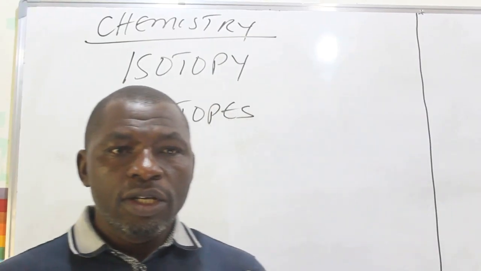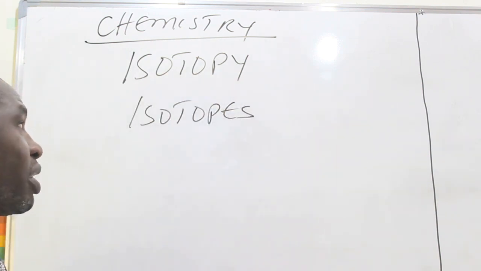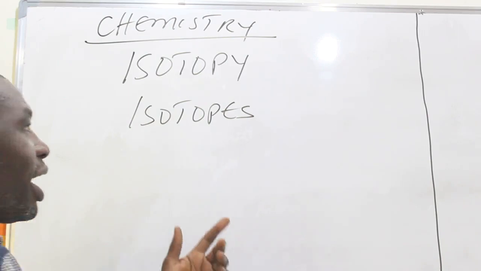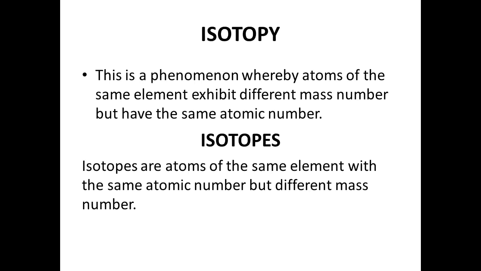In today's lesson, we'll be treating the topic isotopy. Under that, we'll be concentrating on isotopes. But before we continue, let's take a look at the definition of isotopy and isotopes. Isotopy is a phenomenon whereby atoms of the same element exhibit different mass number but have the same atomic number. Isotopes are atoms of the same element with the same atomic number but different mass number.